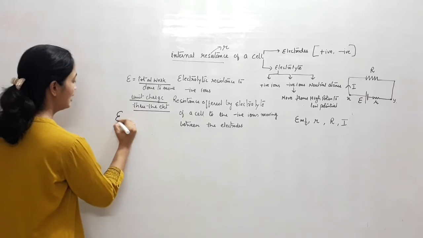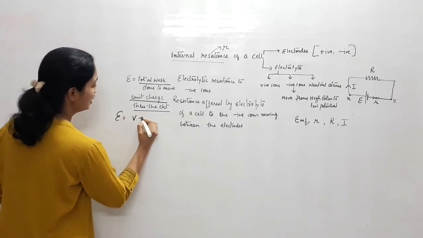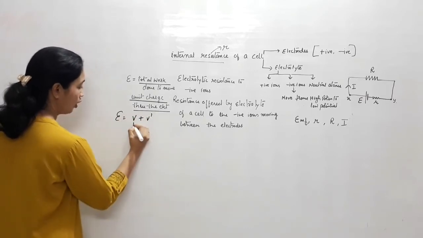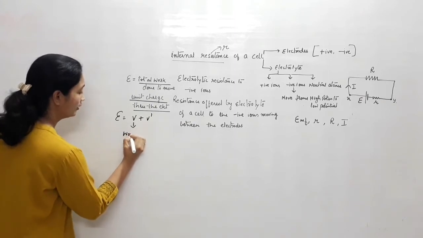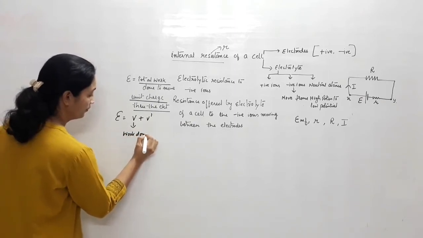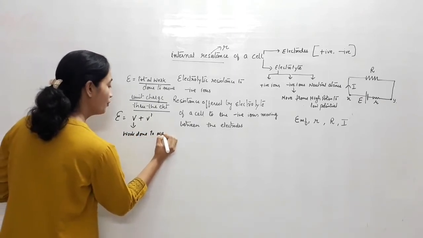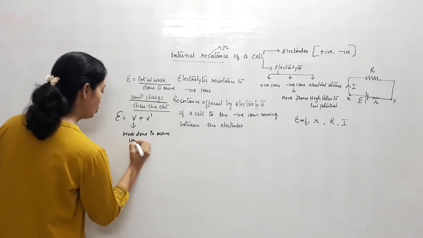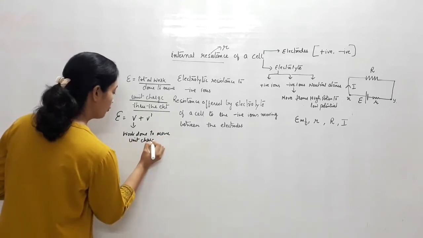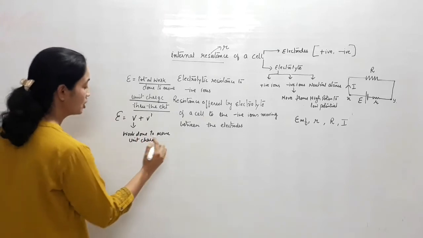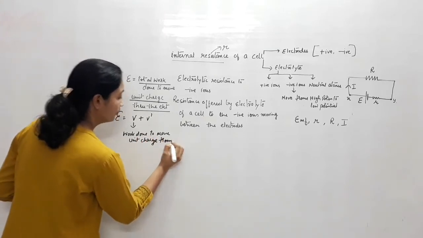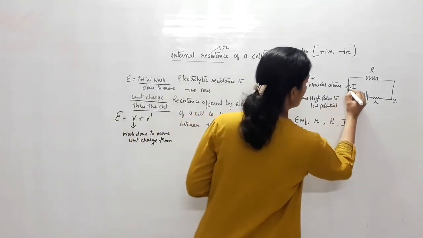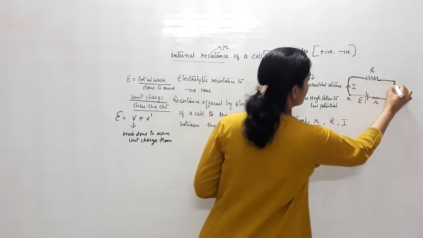Now this E can be written as the sum of V plus V dash. What is V? It is the work done to move unit charge from this X to Y through the external resistance.